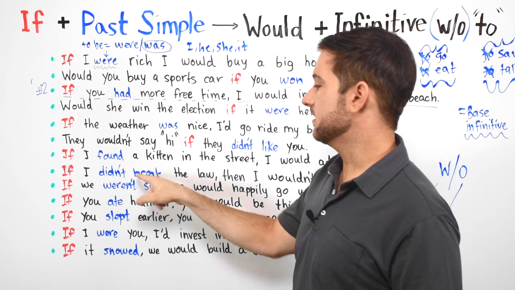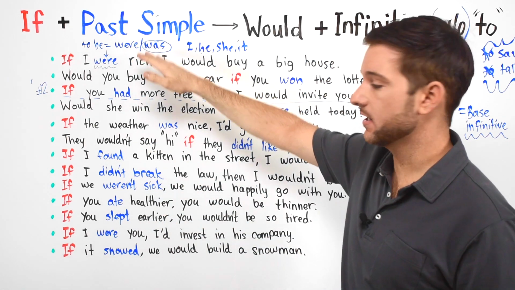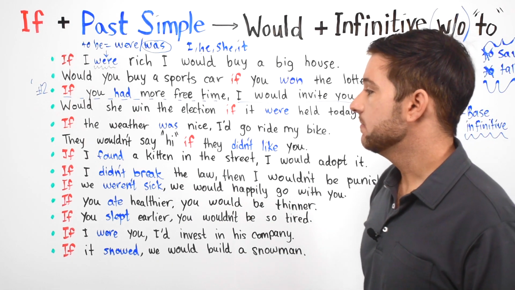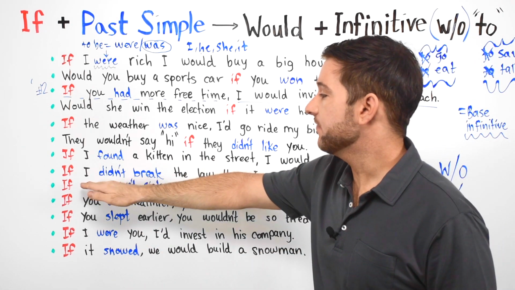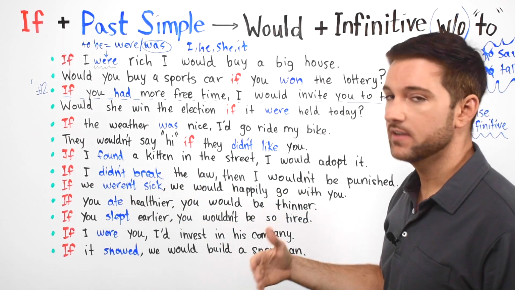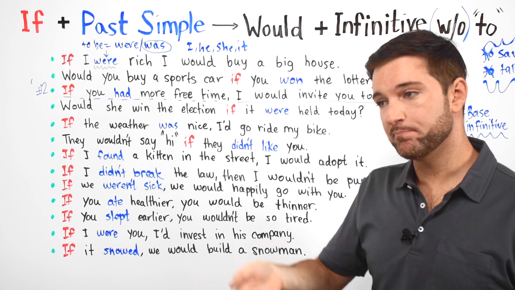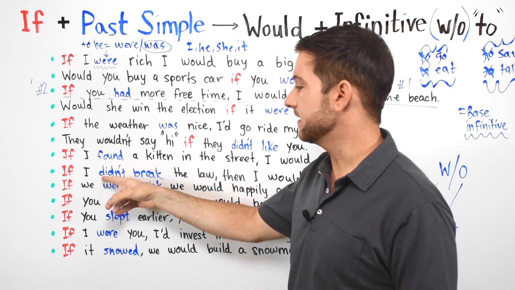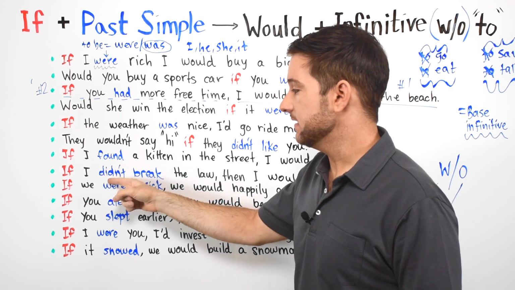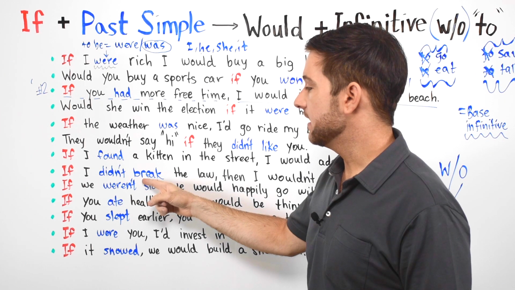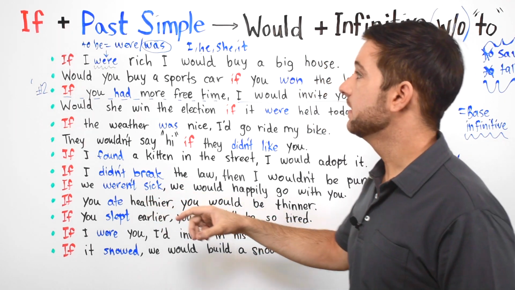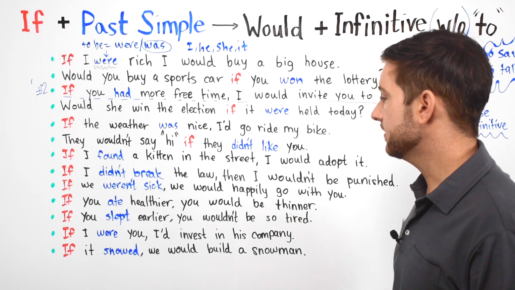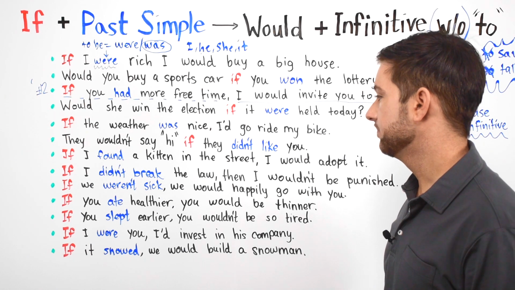Okay, remember, didn't break. That's the past simple coming from the verb to break, but in the negative. Okay? Remember, if it wasn't negative, it would be if I broke the law. If I broke. Broke is the past simple coming from the verb to break. Okay, but when it's negative, like in this case, we would say didn't, okay, and then we would say break, okay, coming from the verb to break, okay. If I didn't break the law, then I wouldn't be punished, okay.